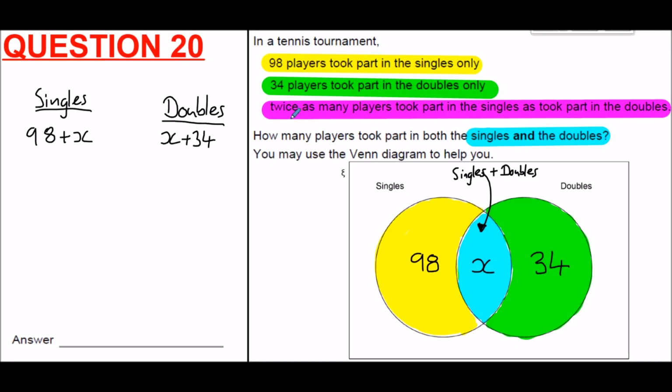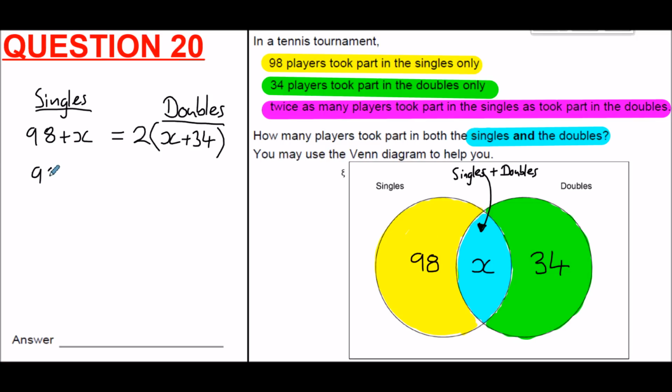And so just reading this again, it says twice as many players took part in the singles as took part in the doubles. And so this number of people here is going to be double this number of people over here. Double means twice as big. This is twice as big as all of this here. It's a bit to get your head round. But what we need to do now is solve this equation.